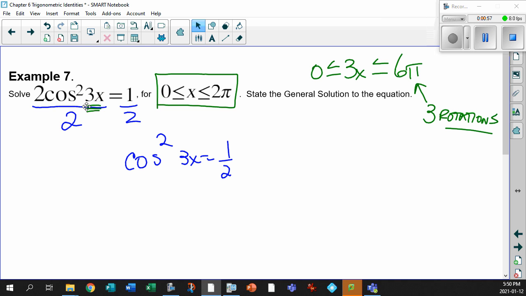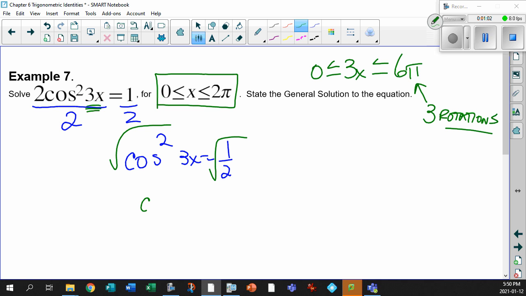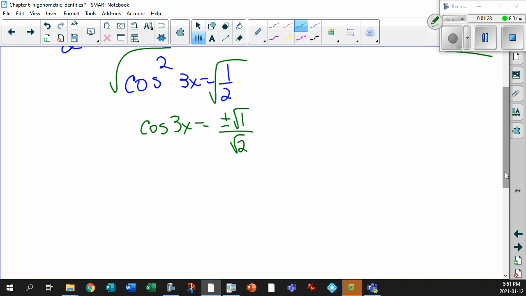Now, next step would be, of course, square root. Square root, square root. So this is now cos 3x equals to, oh, wait a second. When you square root, don't forget the square root principle. Ooh, that could have been dangerous, forgetting that. Now, if you do that, check this out. This now becomes the square root of 1 over the square root of 2. Well, wait a second. The square root of 1, what are you talking about? That's easy. So cos 3x, the square root of 1 is just 1. Don't forget the plus or minus over square root of 2.